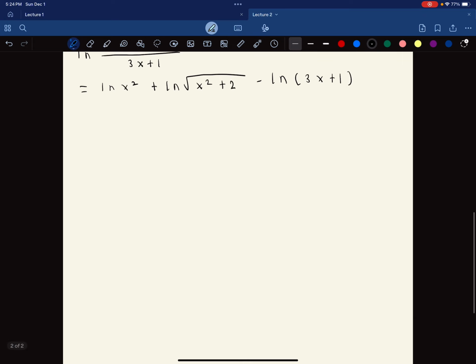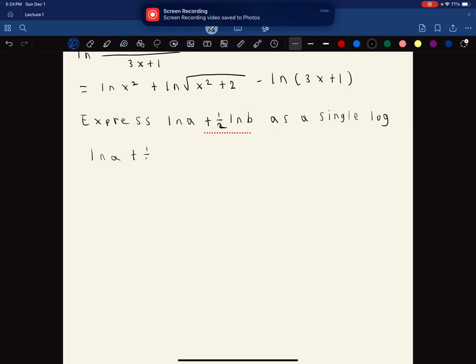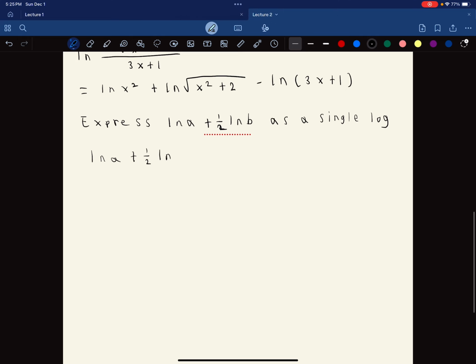Okay. Next question is express ln of a plus 1 over 2 ln b as a single logarithm. Okay. So if we rewrite this out, apologies for that. Well, using the properties of logs, right? We know that this 1 over 2 can be brought up here as an exponent.